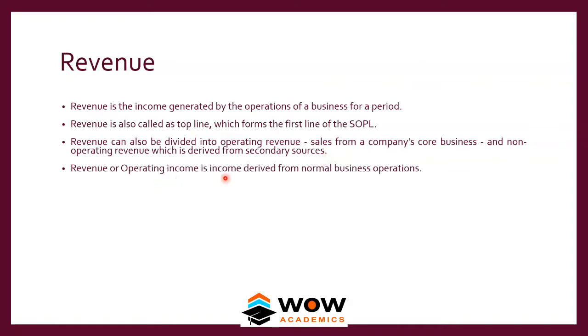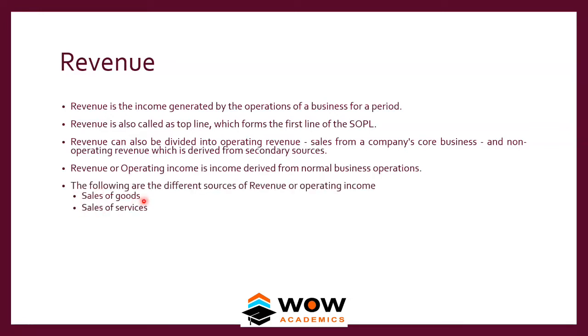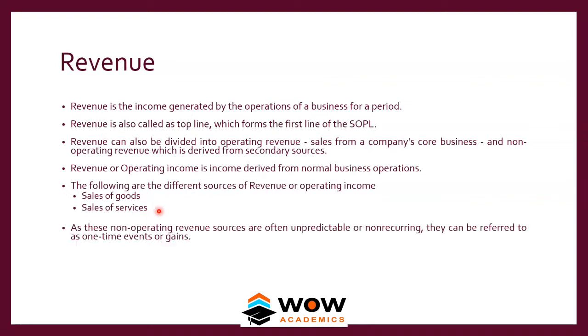Revenue or operating income is derived from normal business operations. For example, the following are different sources of revenue or operating income. So sale of goods or sale of service can be the operating income. Okay. So for example, if you take a car manufacturing company, they also do services, right? They also do maintenance and services for a cost. Okay. So that is also their operating income because they are servicing the car. They're maintaining the car. So the car is their main business. Okay. So production and service of the car are both operating income.